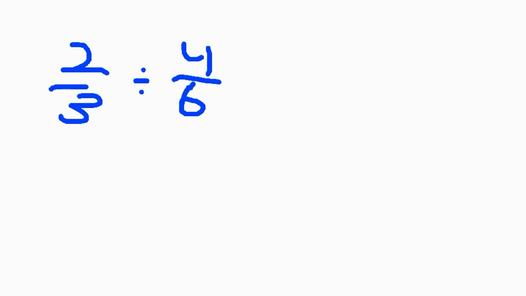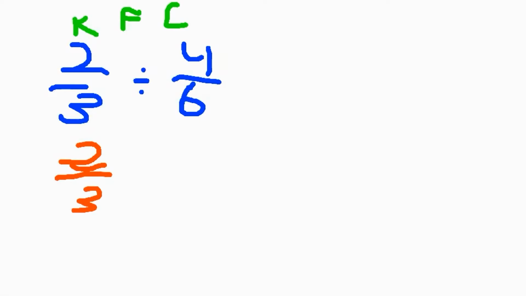Think about it. If you're stuck, some of you remember it by chicken. What chicken place? KFC. That's right. We keep, flip, change. So I'm going to keep my first fraction. I'm going to flip division to multiplication. And I'm going to change 4/6 to its reciprocal of 6/4. And now I'm going to multiply straight across.